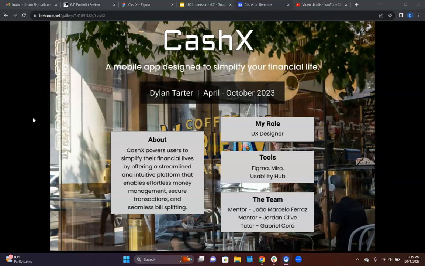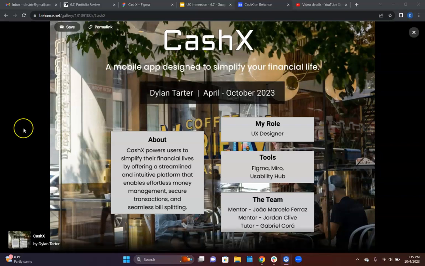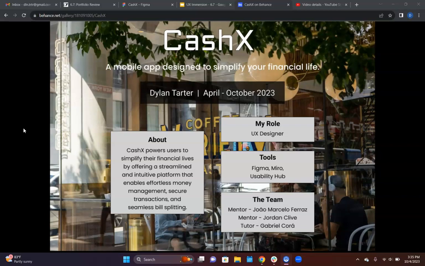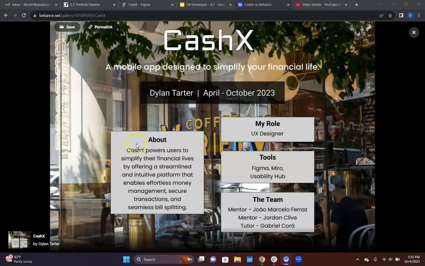A little bit about the app. CashX is a fintech app that aims to help users simplify their financial lives by offering a streamlined, all-in-one money management platform where you can send and receive money, split bills, buy, sell, and trade cryptocurrency, among other things. So let's get into it.